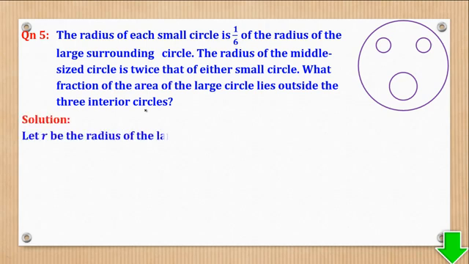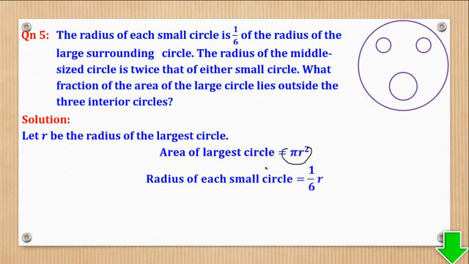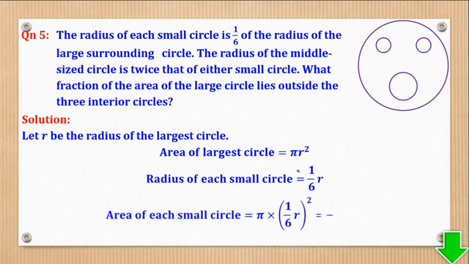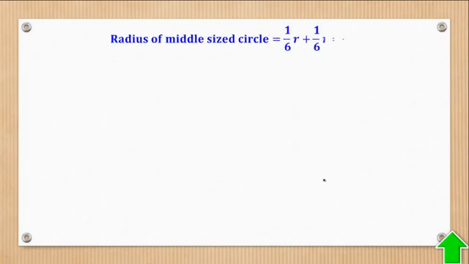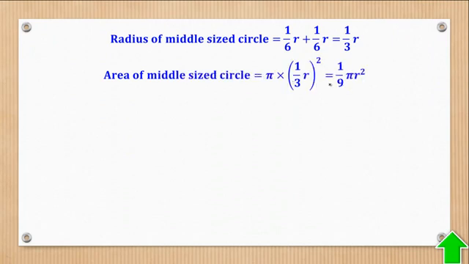So first, let R be the radius of the largest circle, meaning that the area of the largest circle is this. Then the radius of each small circle is 1/6 of this, meaning that the area of each small circle will be that. Then they told us that the radius of the middle circle is twice this, so we get twice that radius. You come up with 1/3 R. Therefore, the area of that middle-sized circle is that.